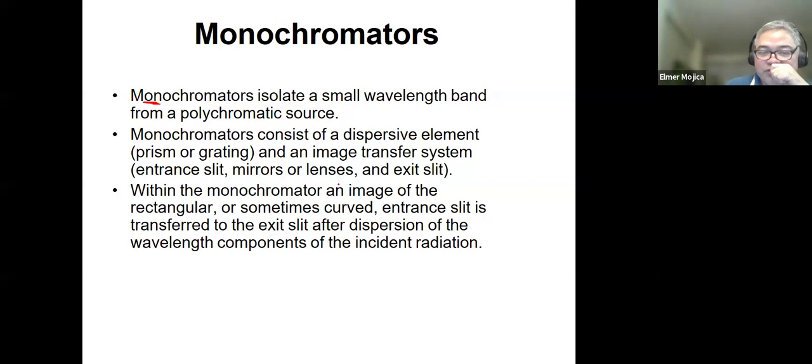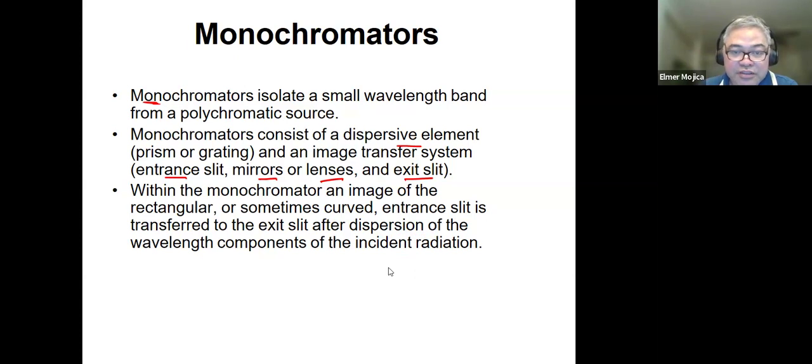So the monochromators consist of a dispersive element. It can either be what we have discussed, a prism or a grating, and an image transfer system: an entrance slit, mirrors, lenses, and an exit slit. And within the monochromator, an image of a rectangular or sometimes curved entrance slit is transferred to the exit slit after dispersion of the wavelength components of the incident light. Okay?